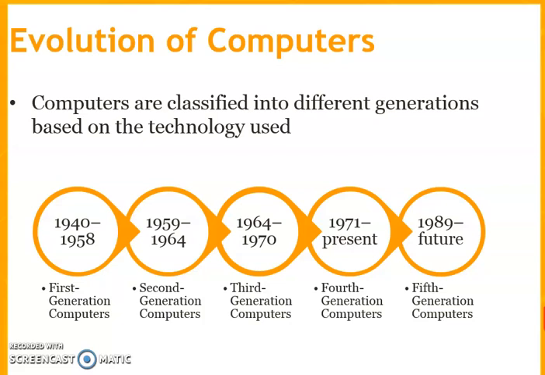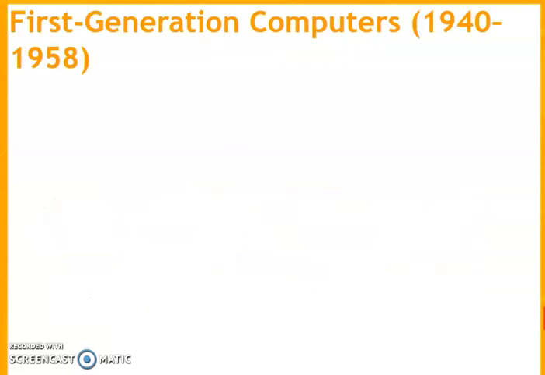From 1964 to 1970, that was the third generation of computers. From 1971 to present, this is the fourth generation. But in 1989, some more technologies came into use, and the fifth generation of computers began. These will also be used in the future. Maybe in the future, some different technology will be used. There are also some more generations, 6th, 7th, and 8th, according to the technology used in those computers.